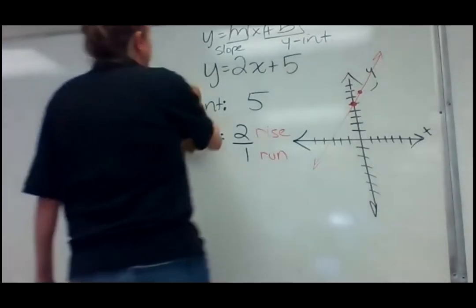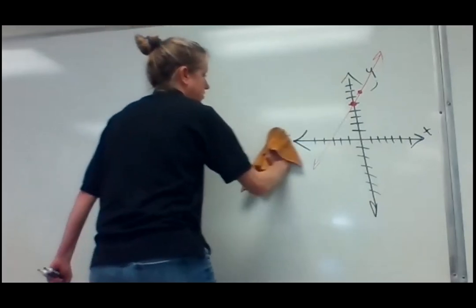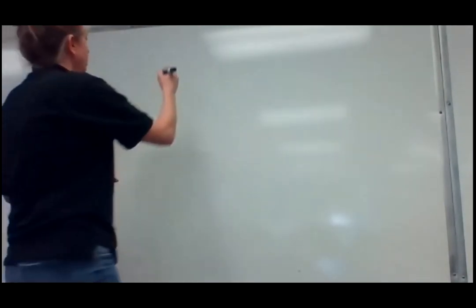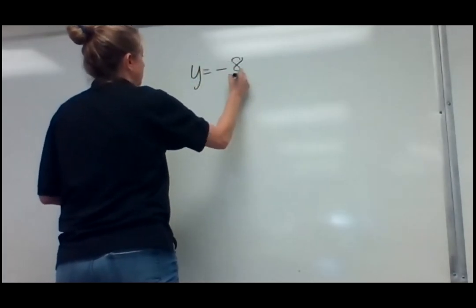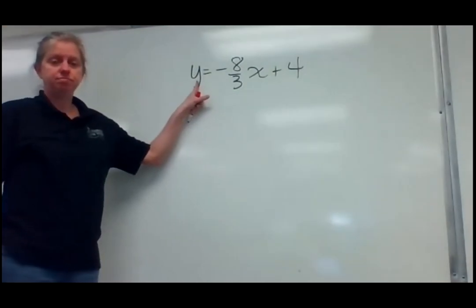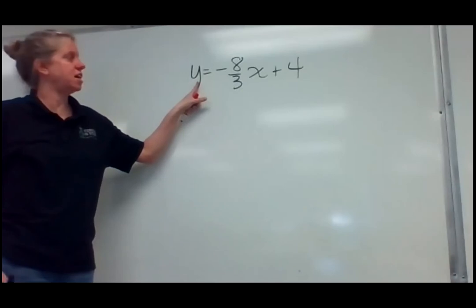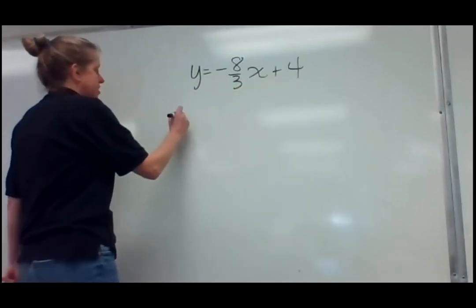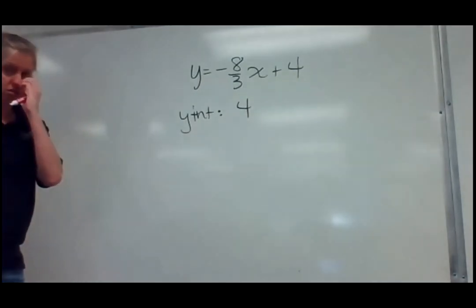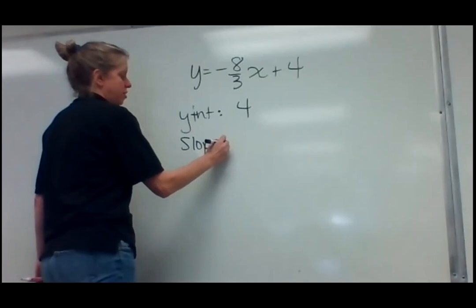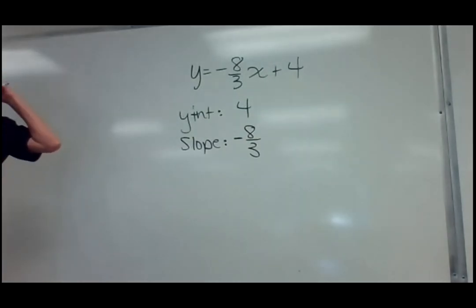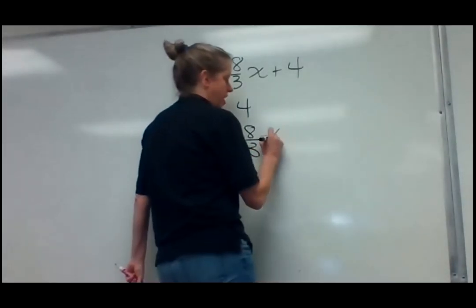Okay, let's look at number 3. Y equals negative 8/3 x plus 4. So y is by itself. So I can actually skip the first step, right? I don't have to do anything to get y by itself. So here's my mx plus b. The y-intercept is the number not hooked onto the x, so it's positive 4. The slope is the number hooked onto the x, which is negative 8/3. That's all you need to know. Y-intercept and slope. So let's graph it.